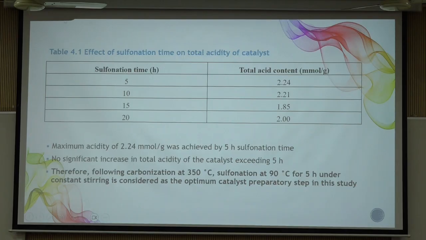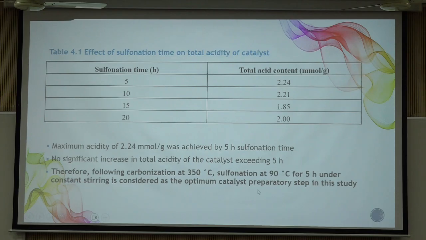So this is how we do the sulfonation at 5 to 20 hours. But after we conducted it, we found that the total acid content already reached its optimal condition at around 5 hours. So we just use 5 hours, at which the total acid can reach up to 2.24 mmol per gram. There is no significant increase in acidity. So that's why we do the carbonization at 350 C and the sulfonation at 5 hours.